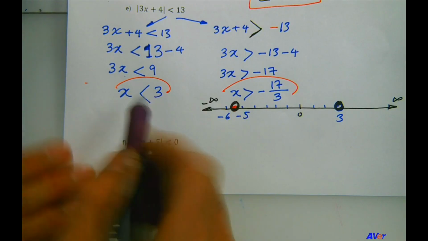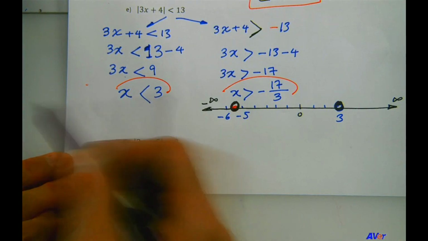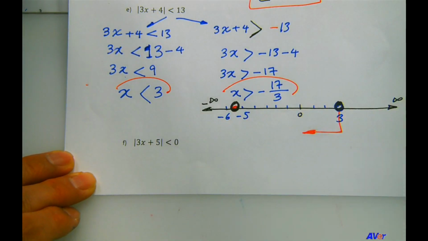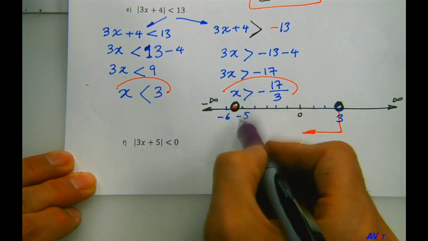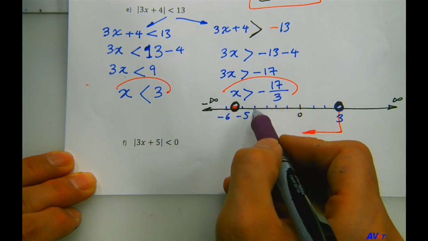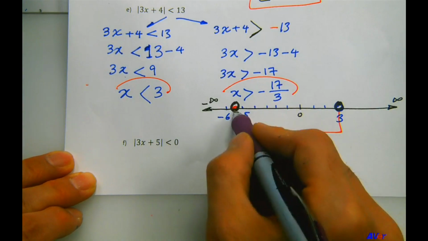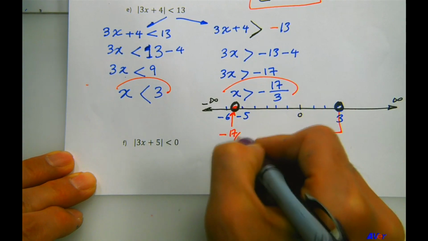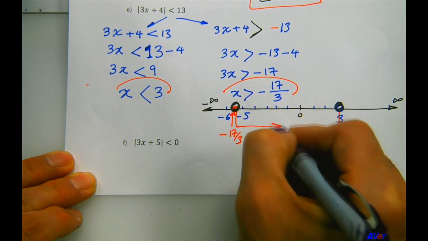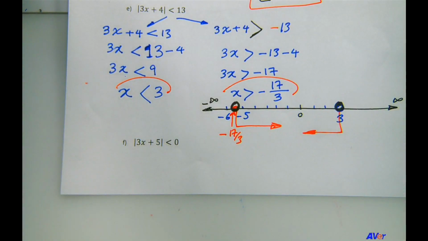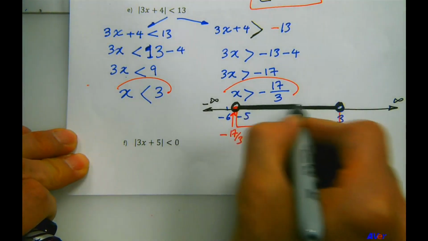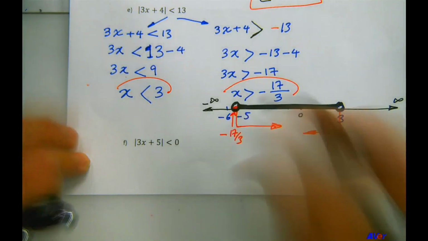Okay, so let's see. This one says x must be any number less than 3. In other words, they're saying go this way, right? This one says x greater than -17 over 3. So that point is -17 over 3, and this is saying go this way, right? Do the individual solutions overlap? Yes, they do. They do overlap right here. Okay, so that's where they overlap.